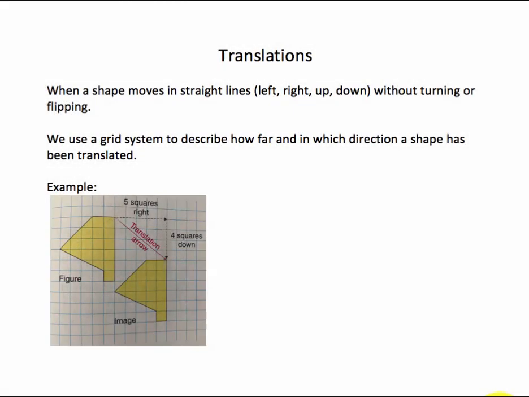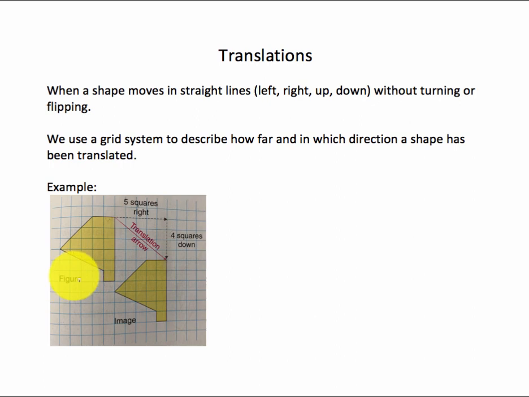So here's the first form of transformation. It's called the translation. And this is again when a shape moves in straight lines, either left, right, up, or down, without turning or flipping. In an example here, we can see two shapes, well, one shape that's been translated, and we have an underlying grid. Now these grids are really important. They help us figure out how far the shape is moved.